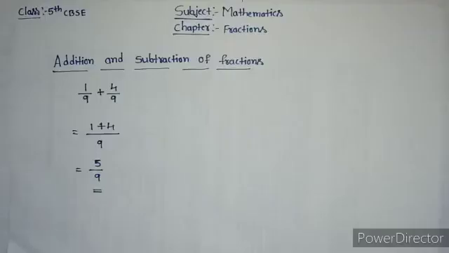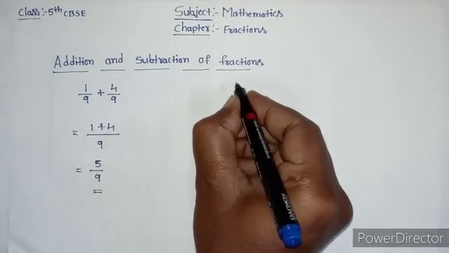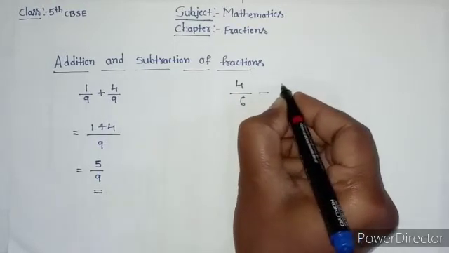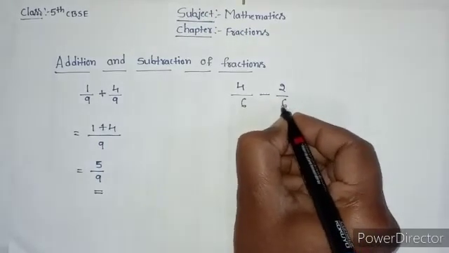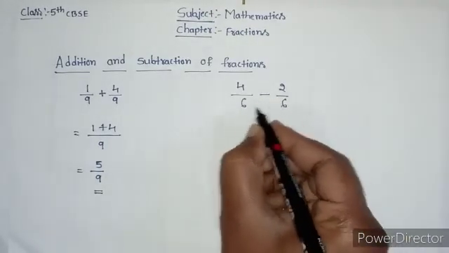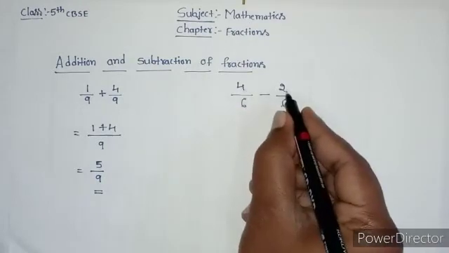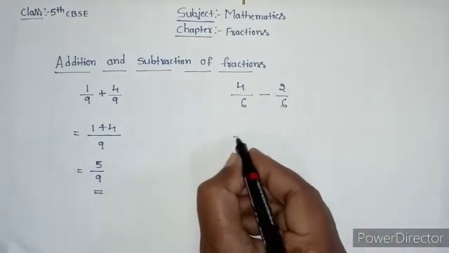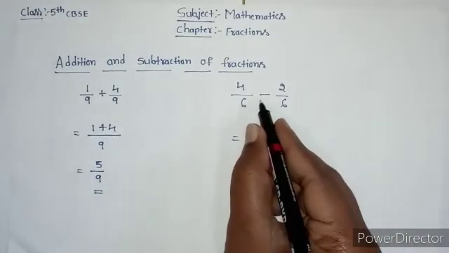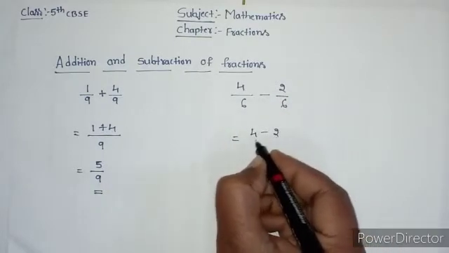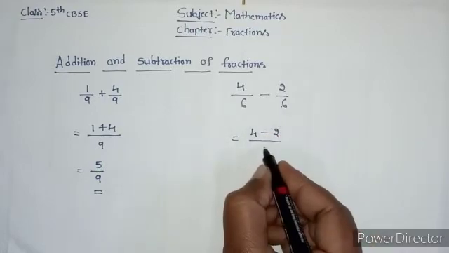Students, next we are going to learn subtraction of like fractions. For example, all of you see here 4 over 6 minus 2 over 6. Here also the denominators are the same, 6 and 6. The numerators are 4 and 2. So here also we need to subtract only the numerators, 4 minus 2, and write the denominator 6 as it is.